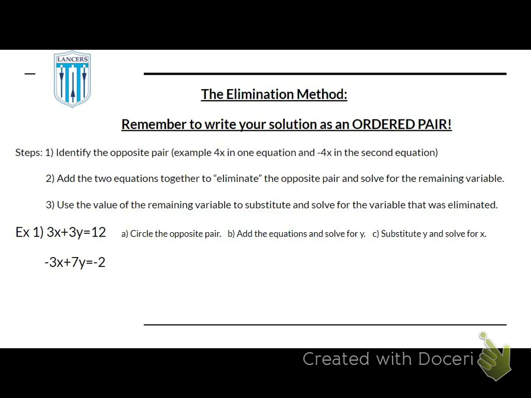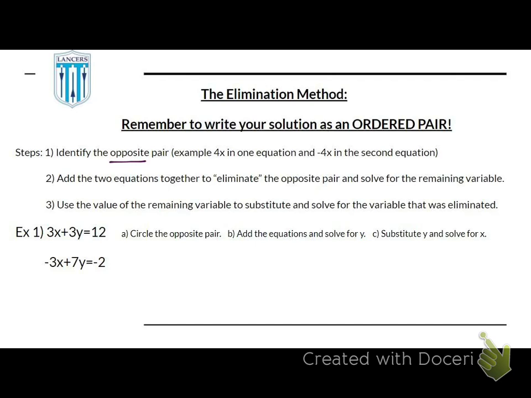So first we need to identify the opposite pair. An example would be 4x in one equation and negative 4x in the second equation. So a pair that looks the same, but one's positive and one's negative. Same number.